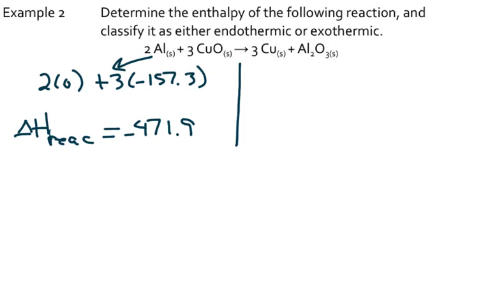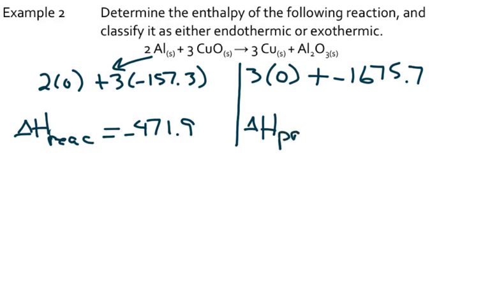Product side, we have 3 copper, so 3 times, look up the value for copper, it is 0. Add on to that, we look up the value for Al2O3, it's negative 1675.7. And again, doing the math on that, calculating it all out, I'm just going to skip that step. Delta H of the products totals up to negative 1675.7.